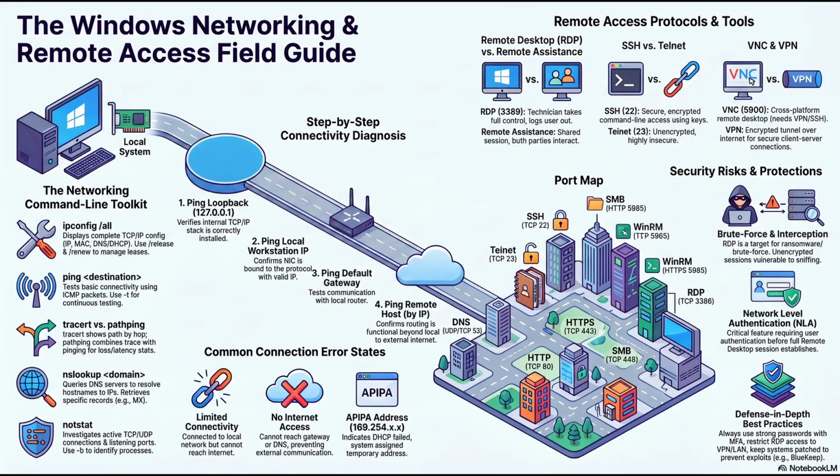But the absolute gold standard, the architectural imperative for remote access, is network isolation. You never, under any circumstances, expose RDP or WinRM directly to the public internet. Never. You restrict those ports to the local area network only, or you mandate that remote users encapsulate their traffic within a virtual private network. VPNs, this is really the synthesis of everything we've discussed today.